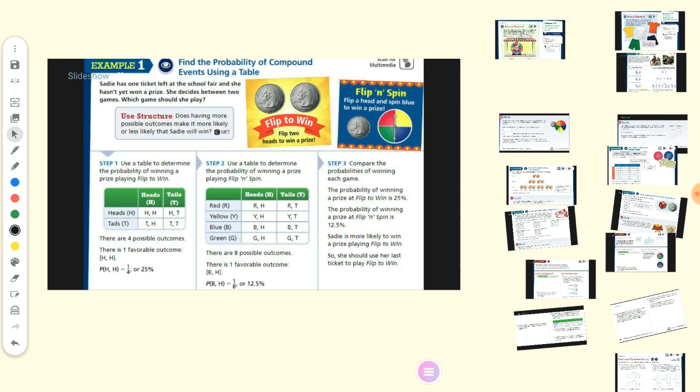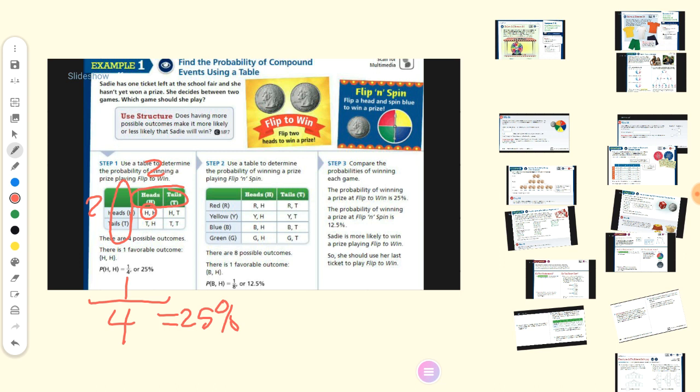So, use the table to determine the probability of winning a prize playing Flip to Win. Playing Flip to Win, we will flip the coin 2 times to get two heads. The event is HH, and we can make head and tail in the row, head and tail in the column. 2 multiplied by 2 is 4 events. So all possible events are 4, so the denominator will be 4. And HH will appear 1 time, so it's 1/4, or we can write it as 25%. This is to get two heads.